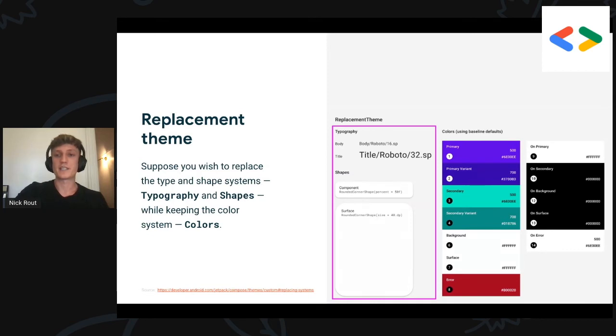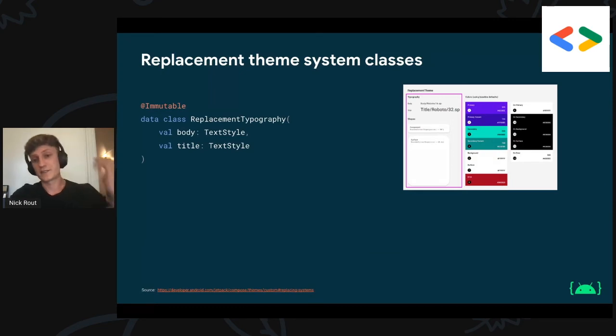So the example we've got here is that we want to keep the color system, so all the material colors, but we actually don't want to use the material typography system or shape system. We want to get rid of those and instead provide our own implementations of typography and shapes. How do we do that? So firstly, we're going to actually follow a very similar approach to what we did for extending the theme. In fact, you'll see this throughout, that there's a very standard approach to doing this.